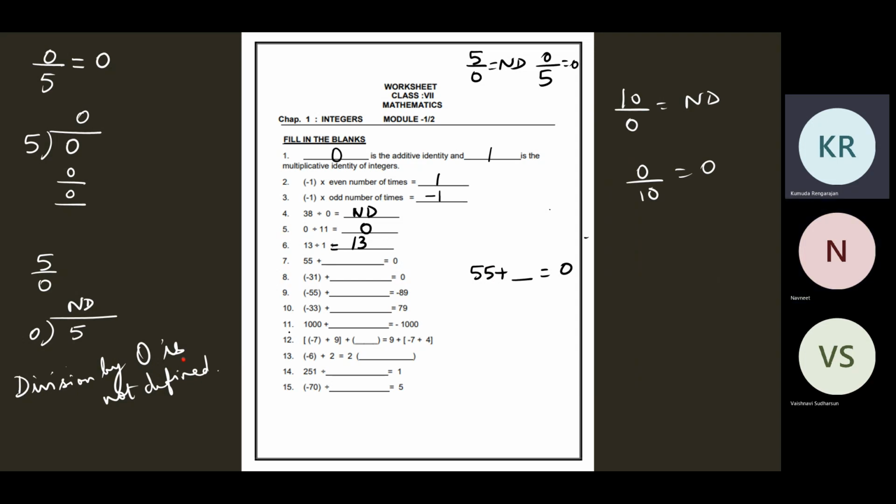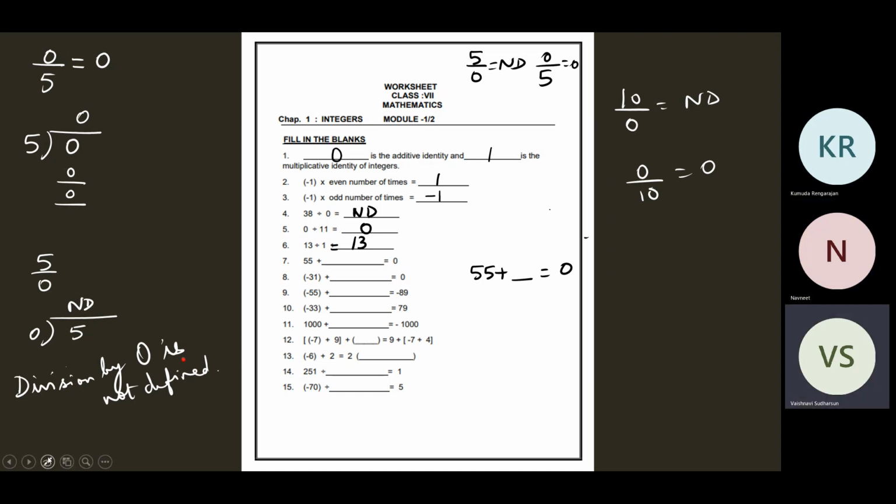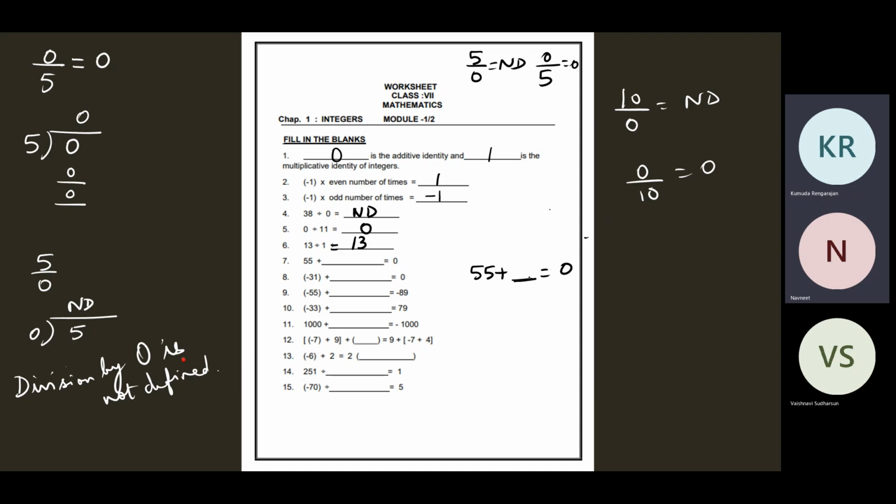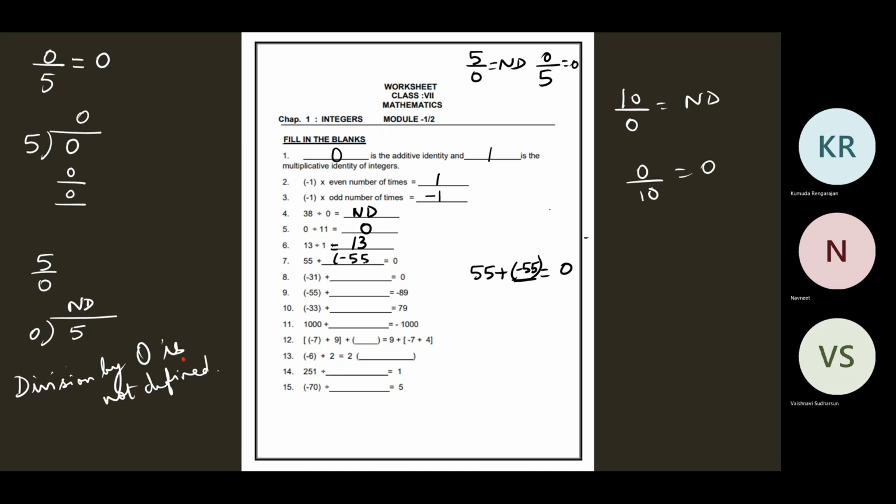You can see we have come to the sixth one. We are discussing the seventh one, Anirudh. Ma'am, I know the answer. I'll just come back to you for the eighth one. Yes, Navneet. Ma'am, the answer is bracket minus 55. Very good. So 55 plus minus 55 is 0.